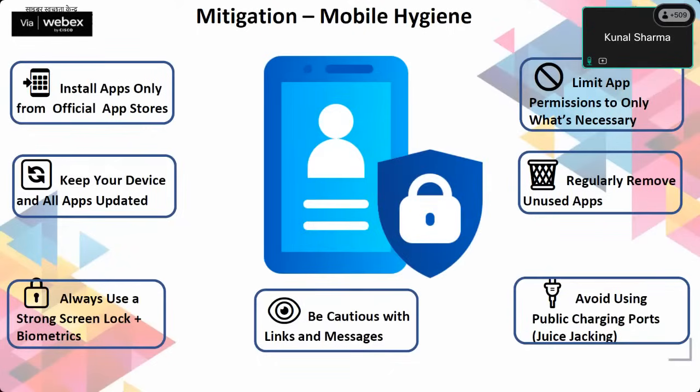Regularly remove unused apps. When you go through your mobile once a week and once a month, you should remove other apps. For example, I have seen my child sometimes add some gaming apps to my phone. So we should have a time where we monitor our mobile and remove those apps, because these apps may have some malicious content that can infect your device. So you have to monitor that, and limit permissions to only what's necessary. You have to give the correct permission to the correct app.